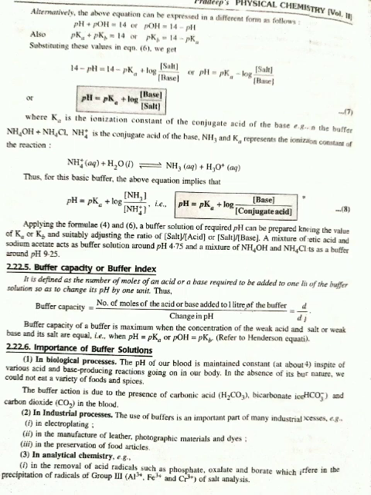Second, in complexometric titration, for example metal ions with EDTA, ethylenediaminetetraacetate. Third, to calibrate pH meters. Fourth, in bacteriological research, culture media are generally buffered to maintain the pH required for the growth of the bacteria being studied.